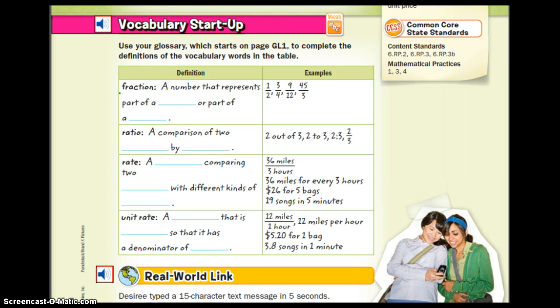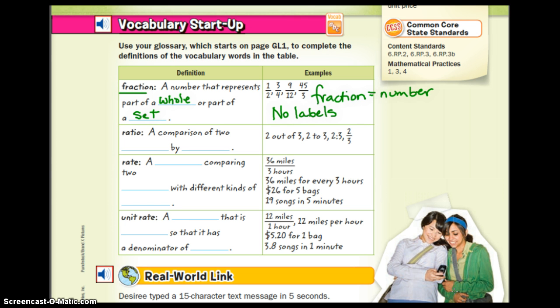A fraction is a number that represents a part of a whole or a part of a set. It is simply that, a fraction. It does not have labels, so there are no labels. It's just a number.